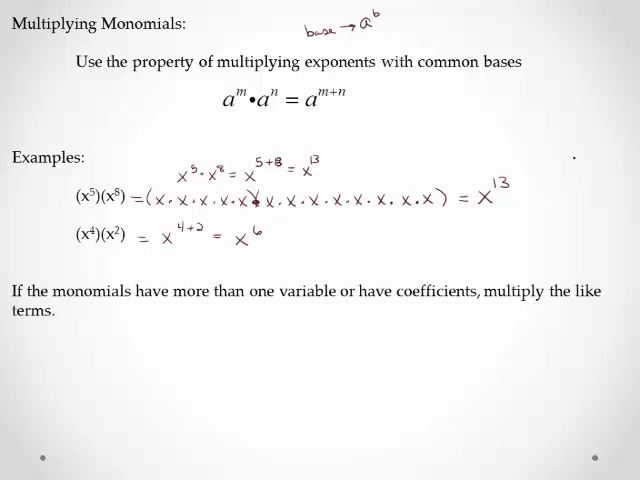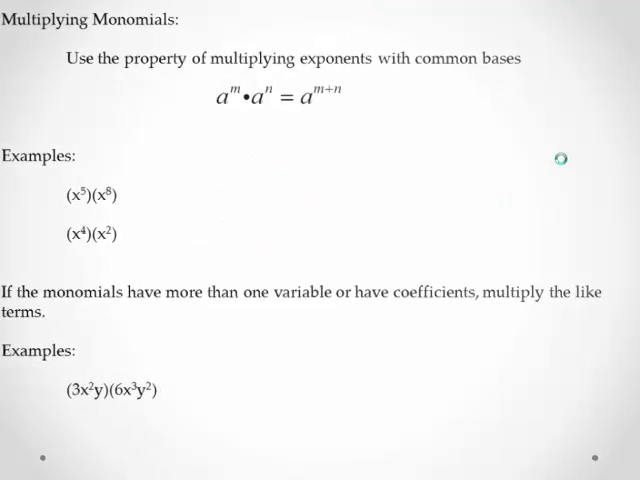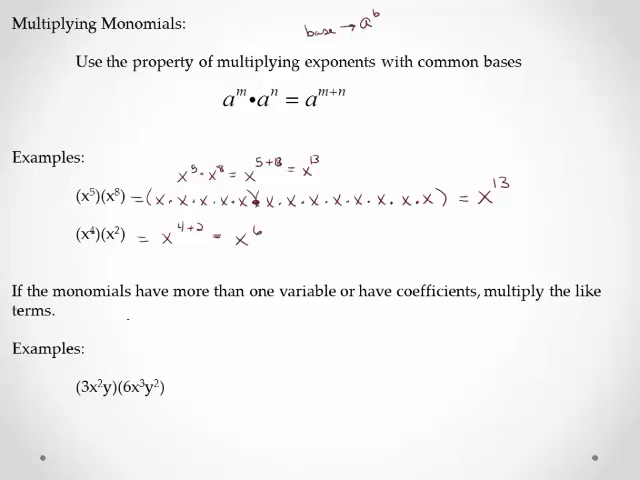If I have more than one variable, or I have coefficients, I multiply the like terms. So, 3 and 6 are like terms, so I'll multiply those. 3 times 6 is 18. x squared times x to the 3rd is going to be x to the 2 plus 3. And y times y squared is going to be y to the 1. Don't forget there's an invisible 1 there, plus 2. So that's 18 x to the 5th, y to the 3rd.